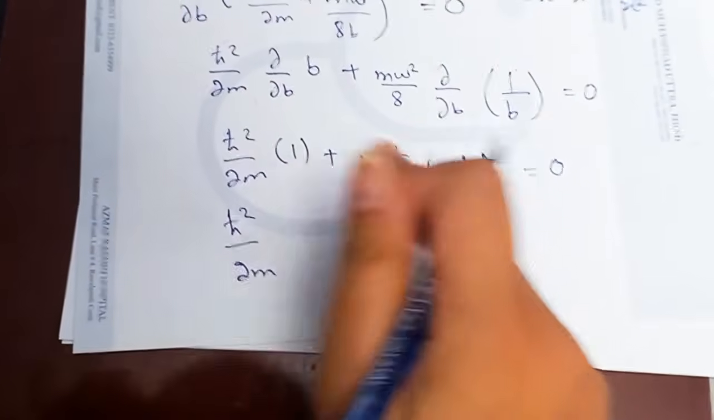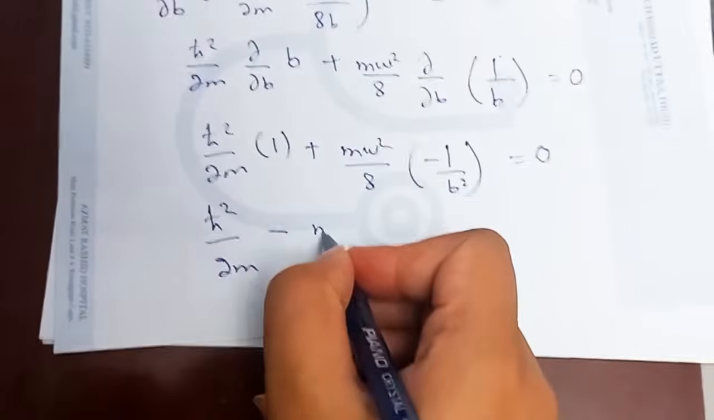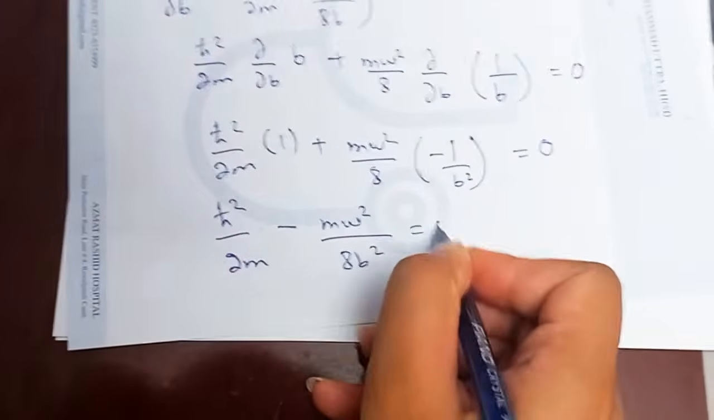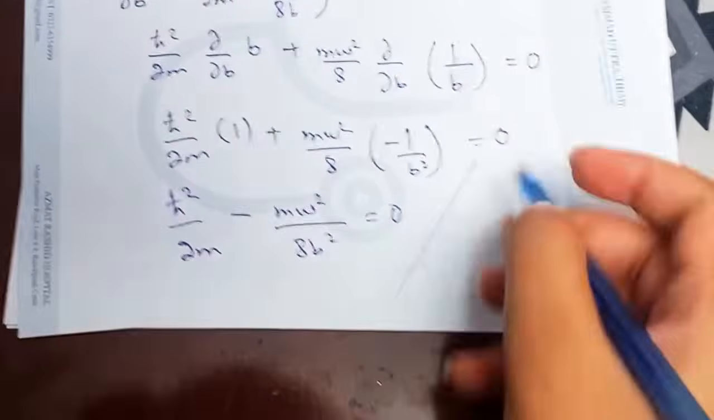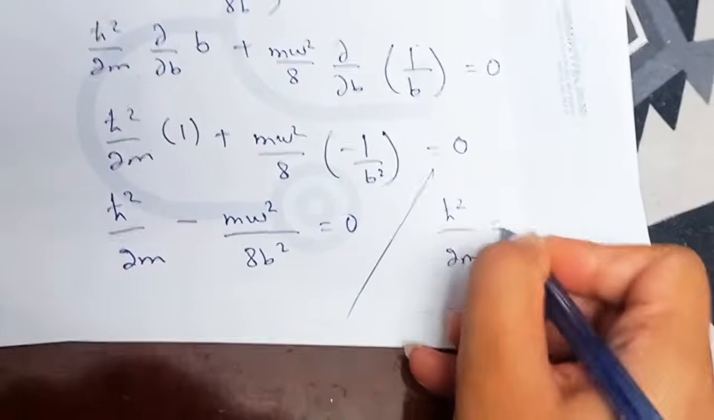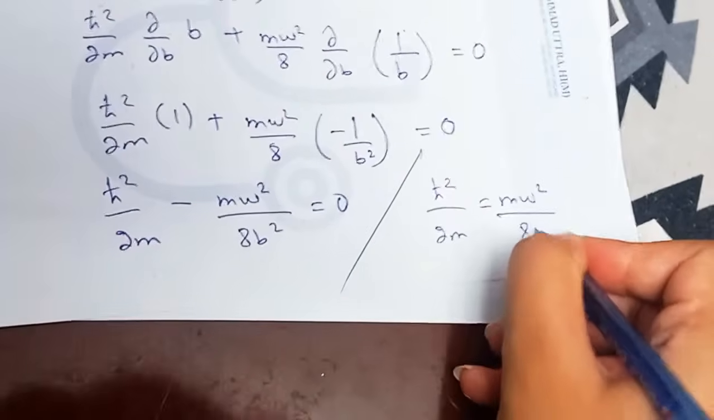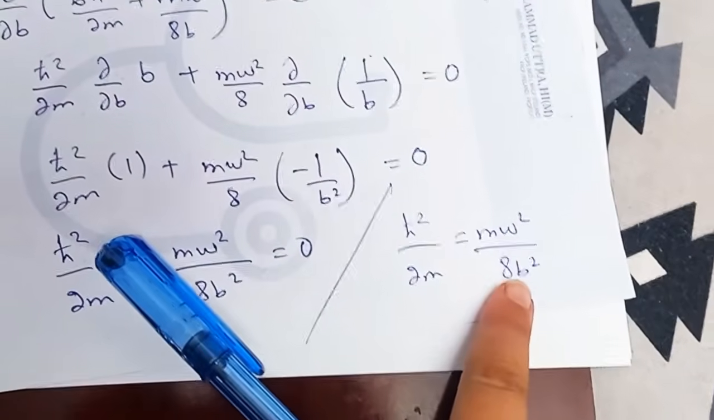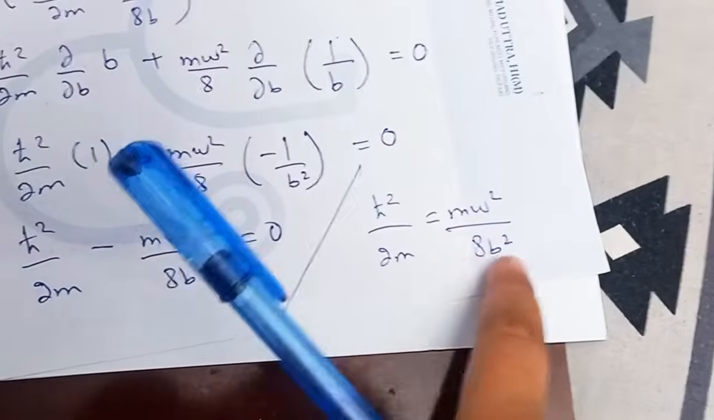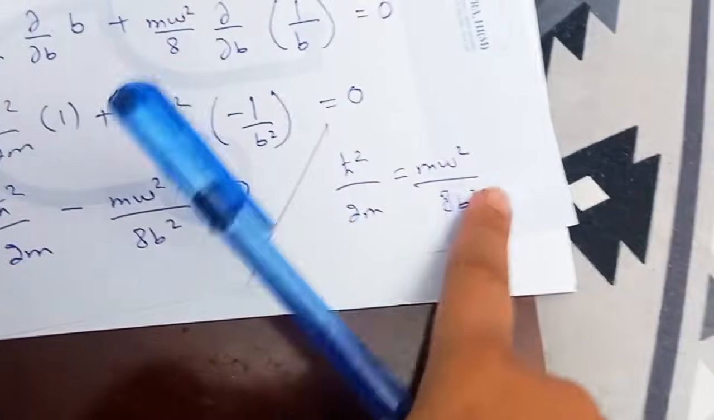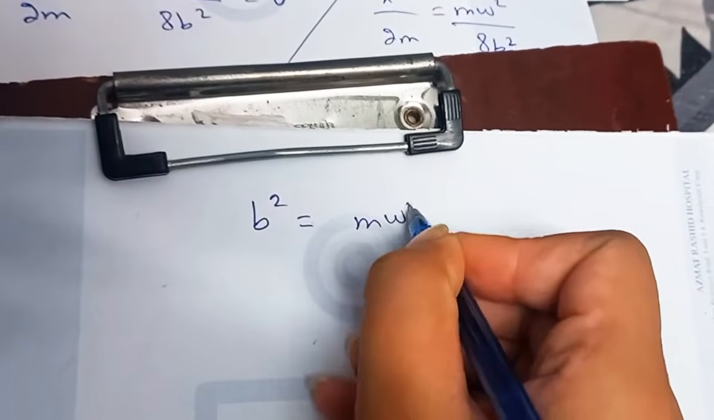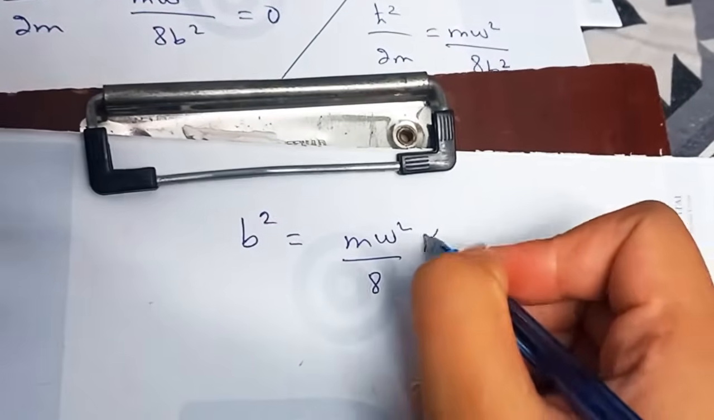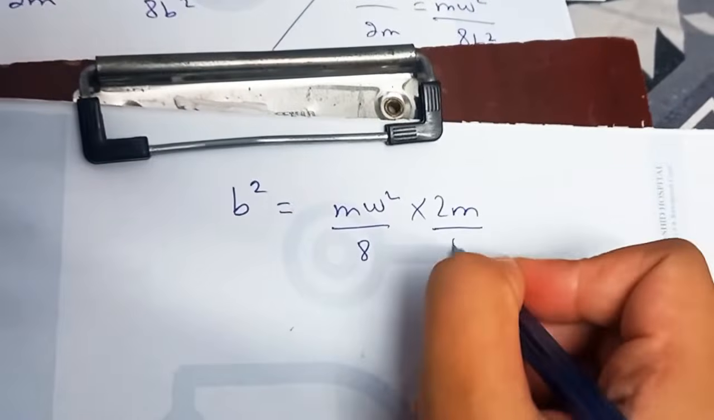Now what we'll do is, this is a negative sign, so it becomes plus, minus minus, so it's m omega square by 8b square equal to 0. Since it's being subtracted here, we'll take it to the other side of the equation, so it will become a positive quantity on the other side. Now we need b squared on one side of the equation, so we'll take b squared here and all of these quantities there. So let's do that. b square here and m omega square by 8. 2m will be multiplied on the other side of the equation and h cut square will be divided here.